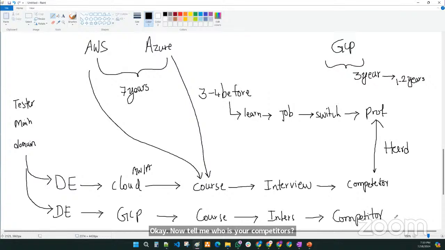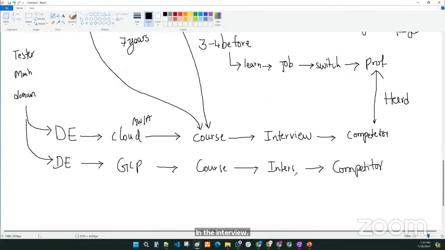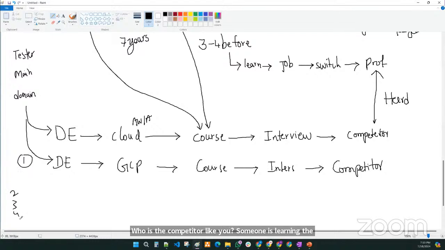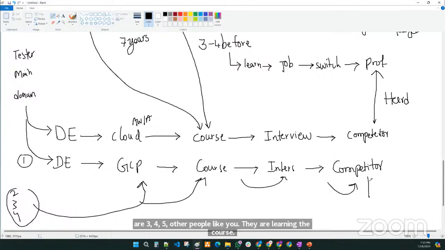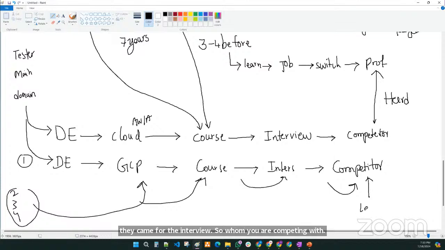Can you guys guess who the competitor in the interview is? Like you, someone is learning the course. Similarly, there are 3, 4, 5 other people like you. They are learning the course, and they came for the interview. So whom are you competing with? Those persons like you who have just learned the course. Getting the job is easy or not?